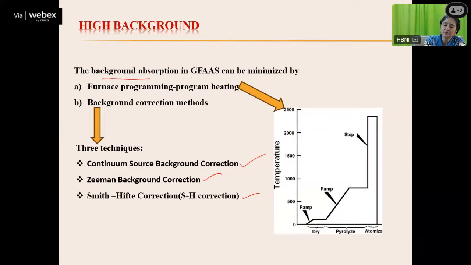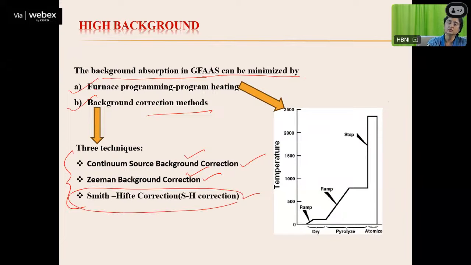So now furnace programming. Background absorption in GFAS can be minimized by either furnace programming or by a background correction method. So what is furnace programming? That is a very small one. For each and every sample you have to do that; it is fixed for every sample. However, for the background correction methods, you can use any one of them depending on your instrument, whichever facility is available. Normally two of these are very common and you can use either of them, and the other one is not used very widely nowadays.